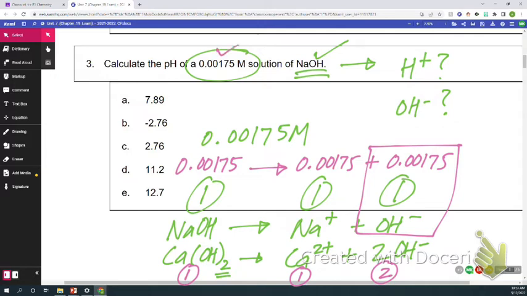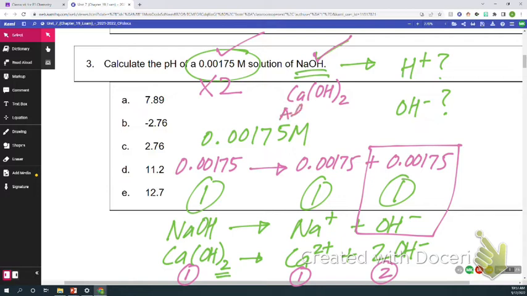So whatever they give you, that is the OH minus, because there's one OH. Now look, if this was CaOH2, you need to multiply this by 2, okay? And that'll give you the OH minus. You have to multiply by 2.